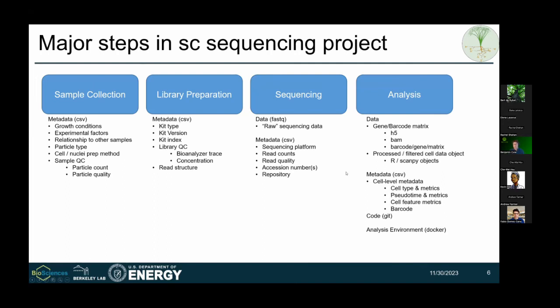Also important is all of the code that you use to generate your analysis. Git and GitHub are a really good resource for publishing your code, and also having version control over your code. As you make changes, it will all be tracked and documented. And then lastly, the analysis environment that you use to run your code.